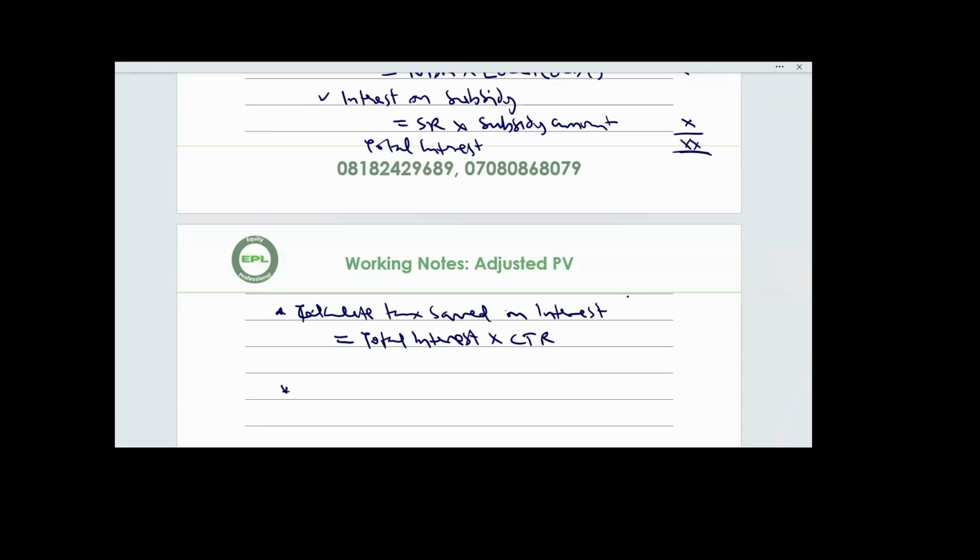Then step 3, you calculate the PV of tax saved on interest. How do you do this? Simple. Just multiply the tax saved with the annuity factor. That's all. Whatever you have, that will be your PV of tax saved.